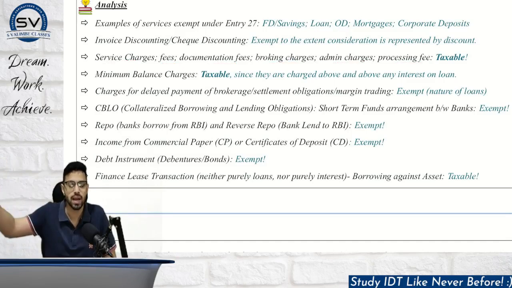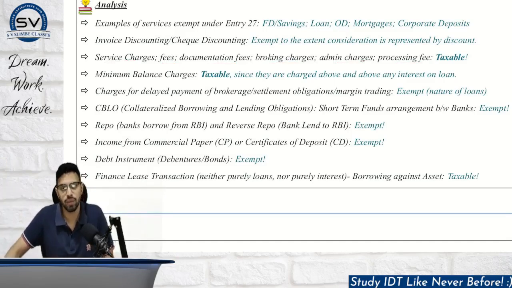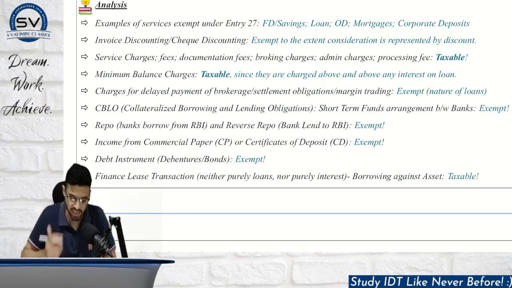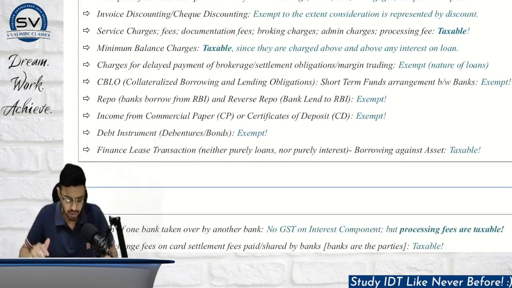So for example, let's say that I'm taking a loan of 1 CR on which I'm going to pay a cumulative interest of, let's say, 15 lakhs. 15 lakhs is obviously exempt from GST. But with respect to this loan, let's say I was charged 10,000 documentation fees by bank. That will be chargeable to GST. Bank is going to collect GST. Minimum balance charges are taxable because this is over and above any interest.